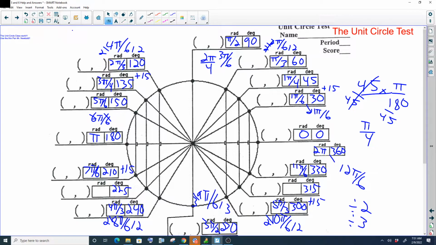And then after 3 pi over 4 is 4 pi over 4, which is just pi. And then 5 pi over 4, and then 6 pi over 4. And 6 pi over 4 again reduces to 3 pi over 2. And we have 7 pi over 4, nearly done. And then 8 pi over 4. And 8 pi over 4 reduces to 2 pi.